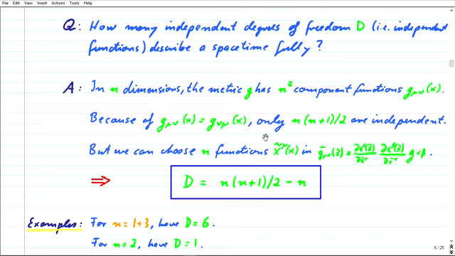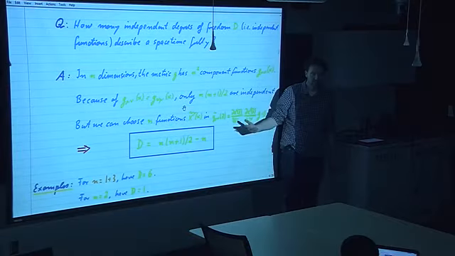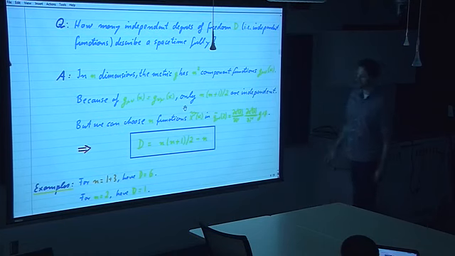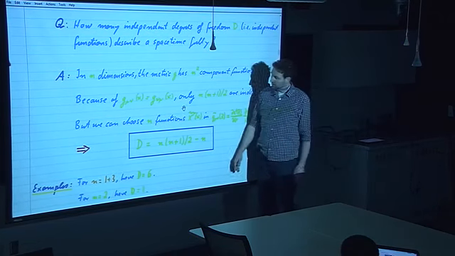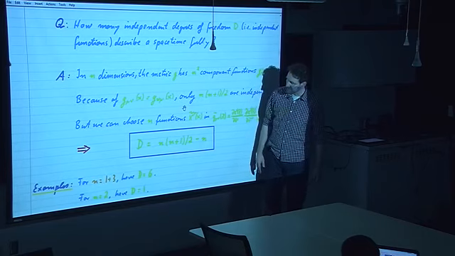And for example, for our space-time of 1 plus 3 dimensions, as far as we know so far, n is equal to 4. And therefore, we have 4 times 5/2, that's 10. Minus 4 is 6. So this means that there's a 6-function family of metrics in 3 plus 1 dimensions. So in that sense, gravity has 6 degrees of freedom.